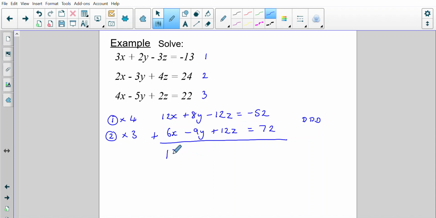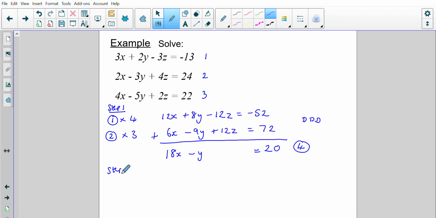So adding, I'm going to get 18x minus y equals 20. So try to line up with your column addition, the x's and the y's and the number. I'm now going to call this equation 4. So that's my step 1 done.